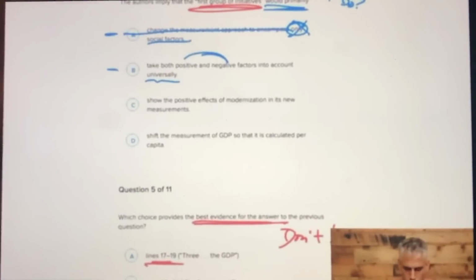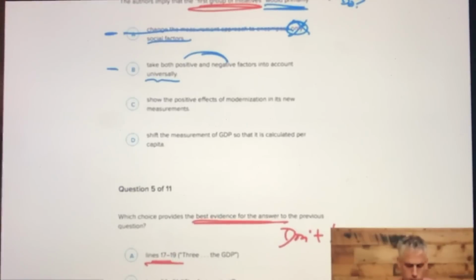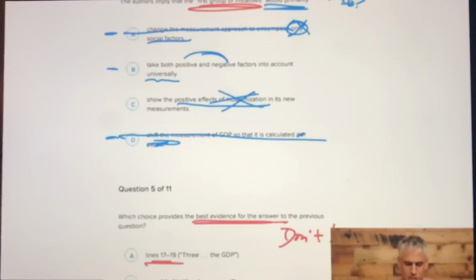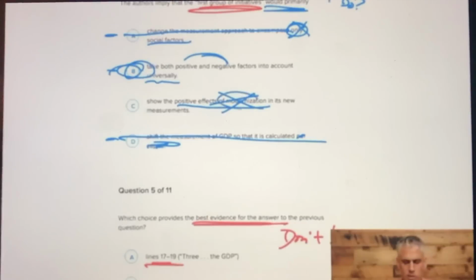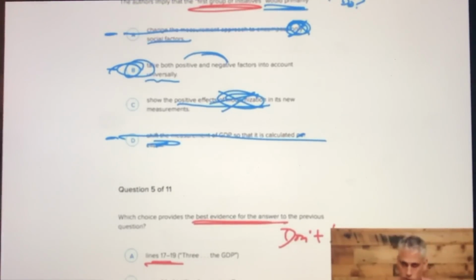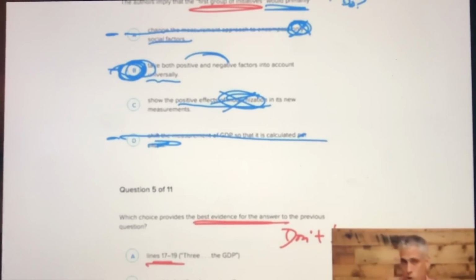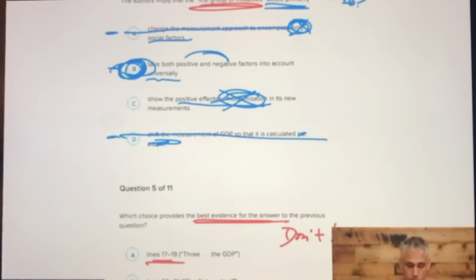"They need to reflect additional factors." Okay, so there are things here that are, again, this sort of balanced thing we're looking for. "Shift the measurement of GDP so it's calculated per capita." That isn't mentioned. And "show the positive effects of modernization." That wasn't mentioned either. It's got to be this. Okay, so a single word or a single phrase can disqualify an answer choice. And it's more reassuring when you know what you're looking for and you cross out the ones that don't match and you use process of elimination.